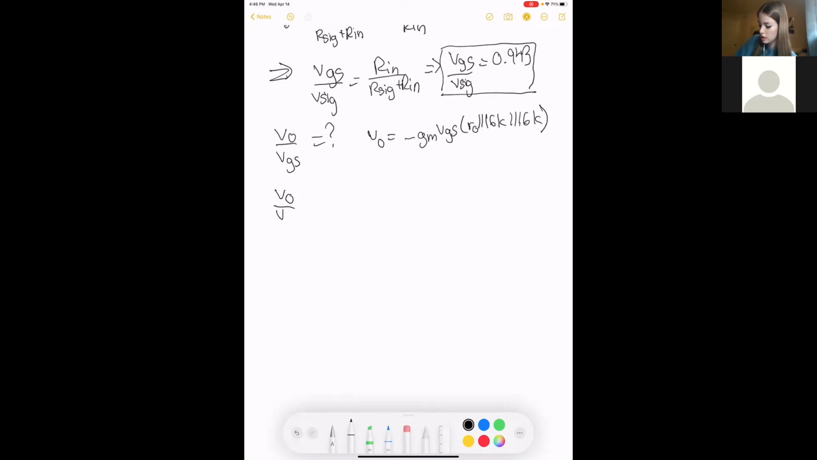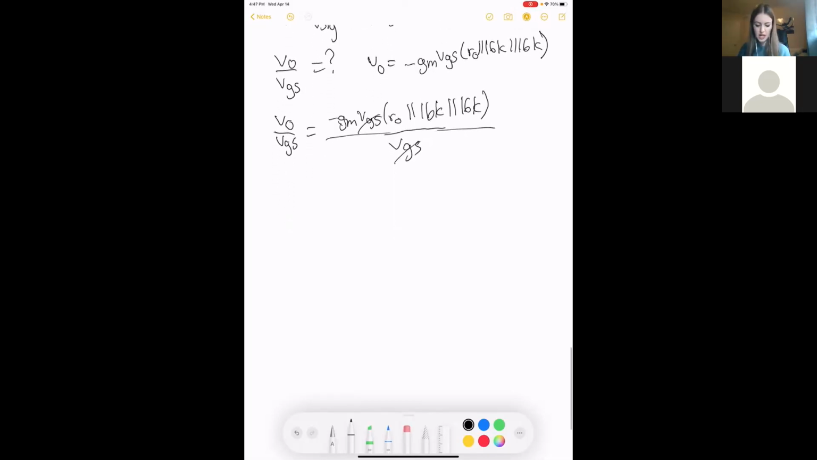Okay, now VO over VGS, that helps us out because our VGSs are going to cross out. I crossed out the wrong thing and wrote the wrong thing. Okay, I meant to write VGS. So we crossed out our VGSs. So now we just have negative GM, RO, parallel 16K, parallel 16K. And we have all of those values. So doing that math, we get that VO over VGS is equal to negative 15.384.